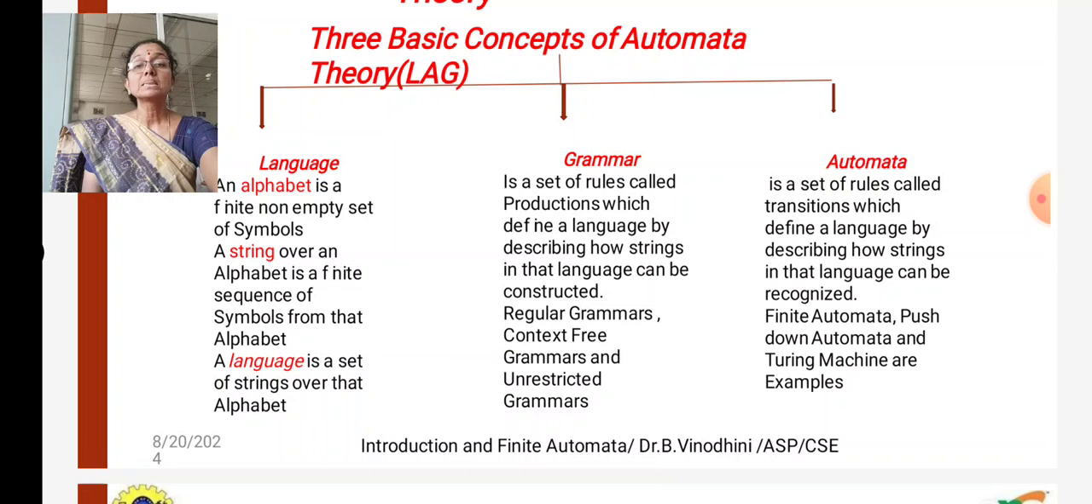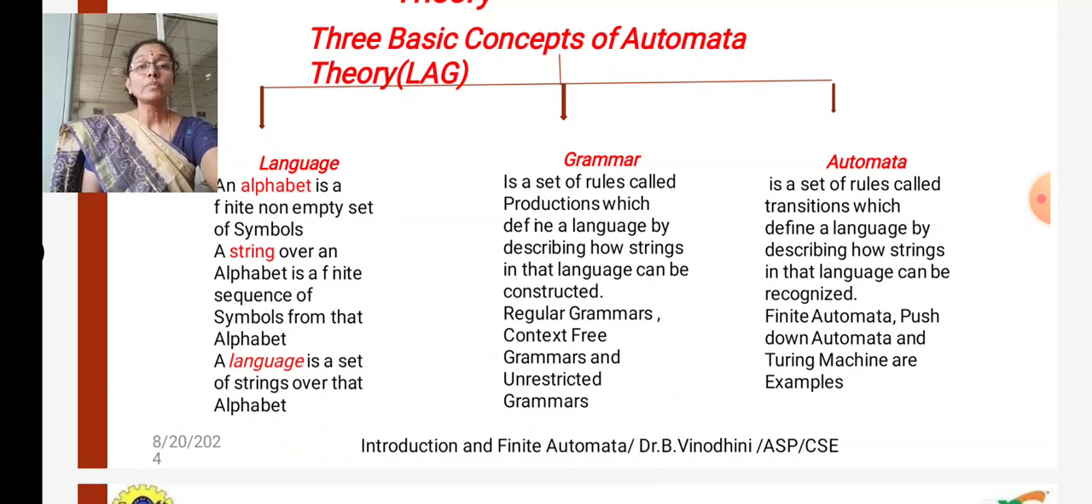Next is a string. A string is over an alphabet. It is a finite sequence of symbols from that alphabet. We derive the strings from that alphabet. Next is a language. A language is a set of strings over an alphabet. So a sequence of alphabet symbols is a string, and a set of strings is a language. This is about the language. To implement any automata, we have to know what a language is, what a grammar is, and what an automata is.